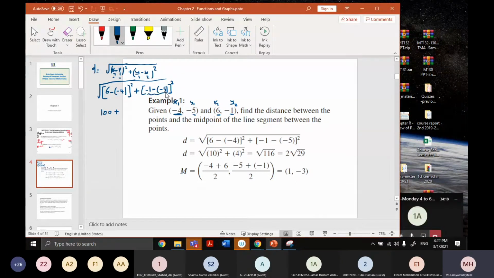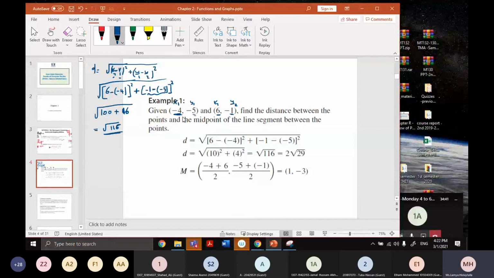So plus 4 squared, which is 16. Okay, and then after that, we take the square root of this quantity, which is equal to the square root of 116, and if you have a calculator, you can evaluate it. So what if I reversed?